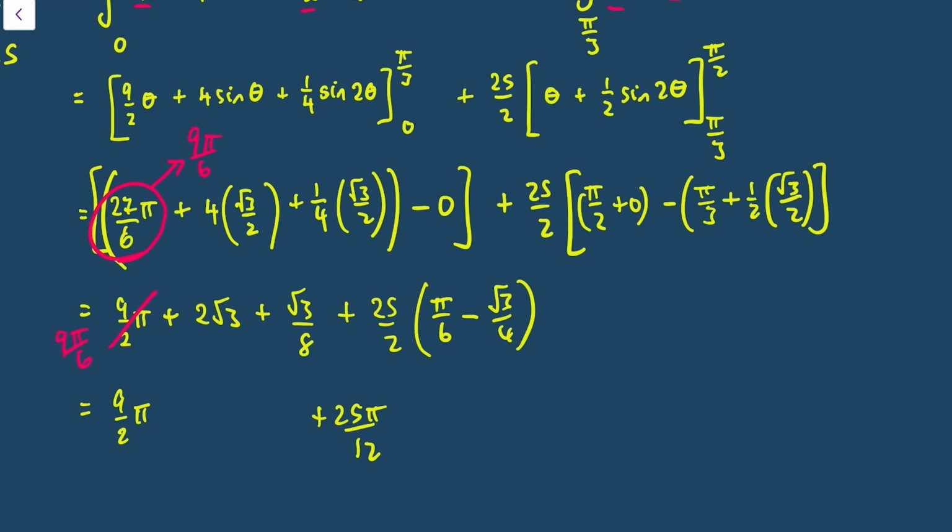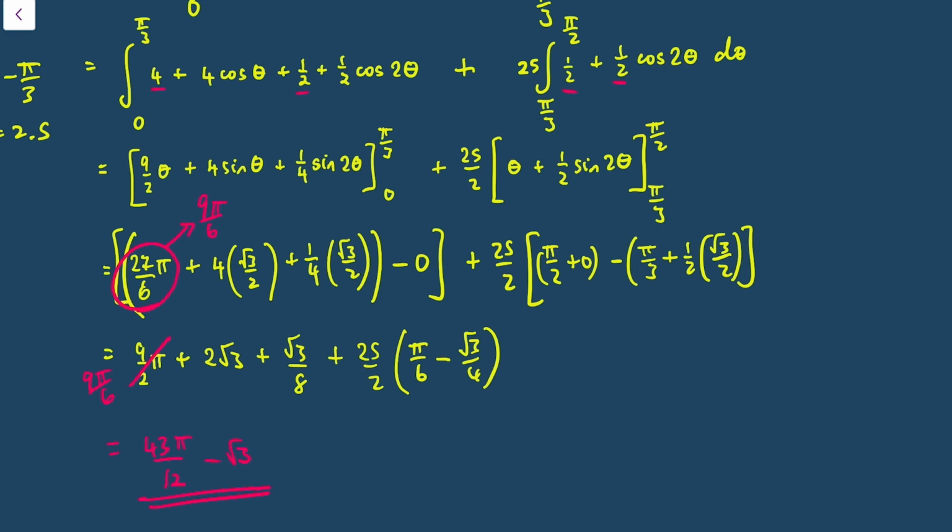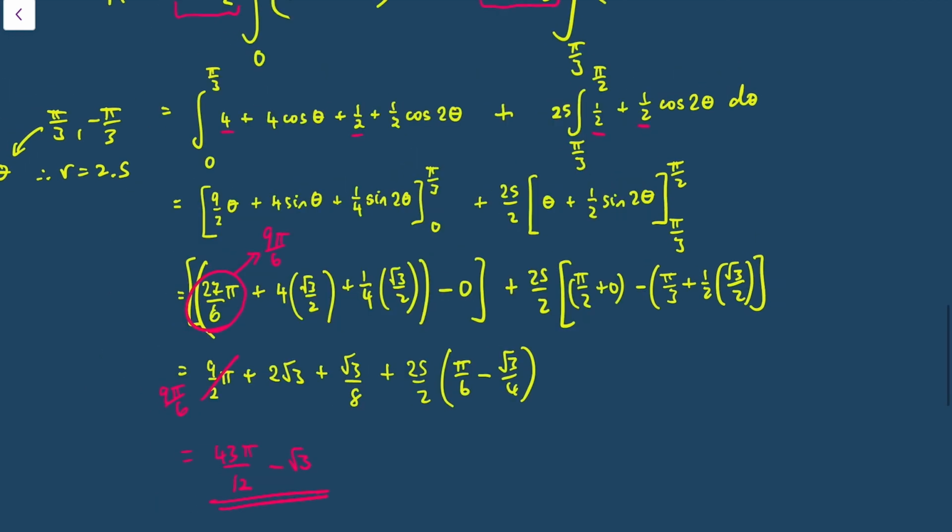So then I've got 9 pi by 6 plus 25 pi by 12, which is, I'm just going to work this out here, is going to give me 43 pi by 12 minus root 3. And that there is the correct answer. Okay, so just be careful with your simplifying. Easy to make a little mistake. Always check the final answer on your calculator.